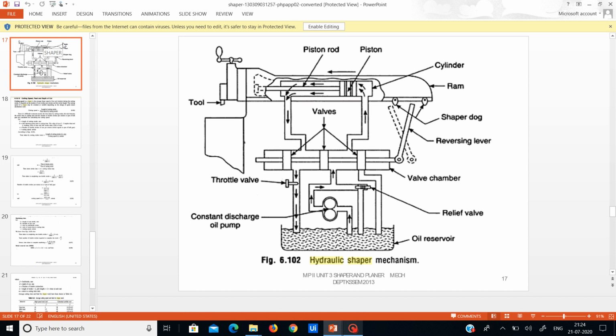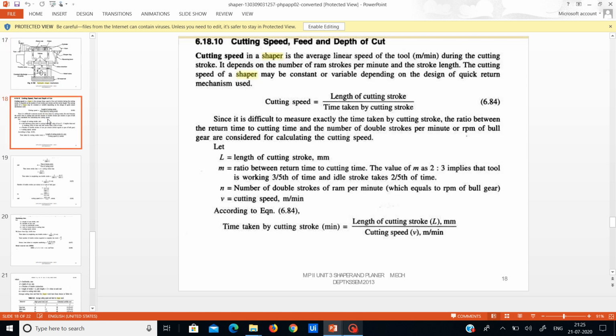I have explained you in the previous class. So, I'm going to explain you what is cutting speed and depth of cut. This I am going to explain you in this class.